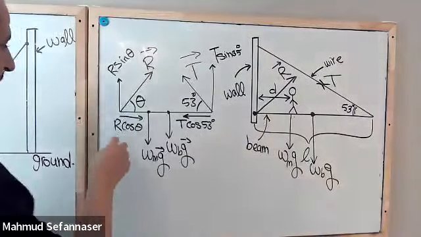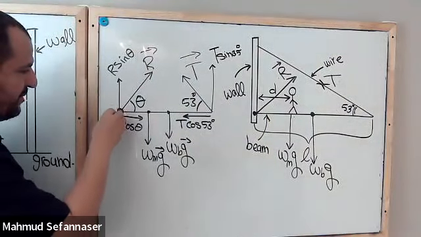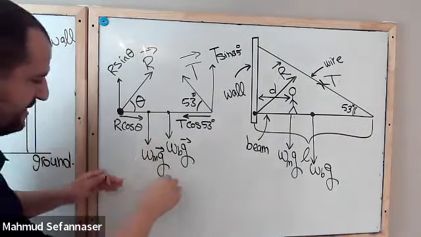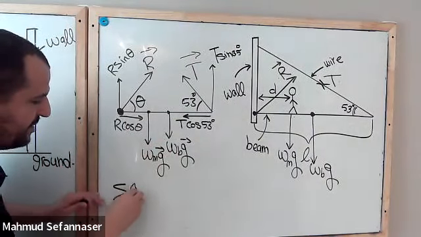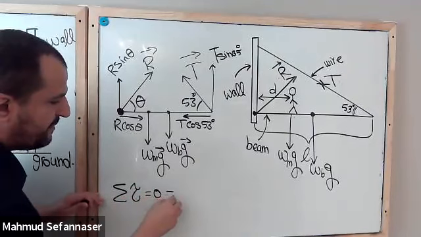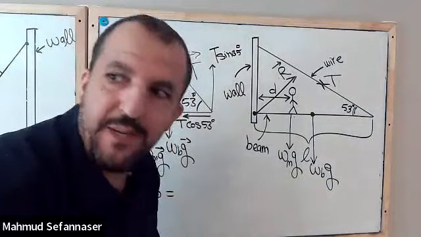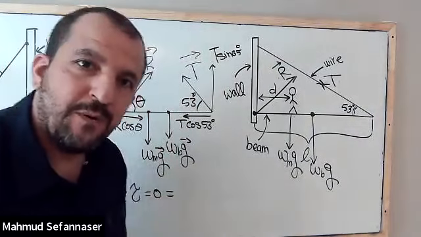So I will try to do that and see what will happen. So I'm going to choose the reference point to be right here, and then create the summation over tau equal to 0 equation. Let's do that, similar to what we did in the lab.